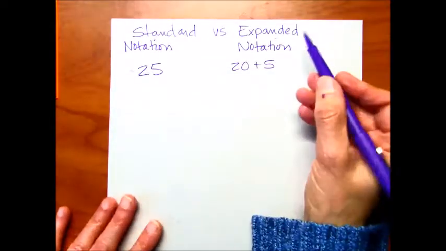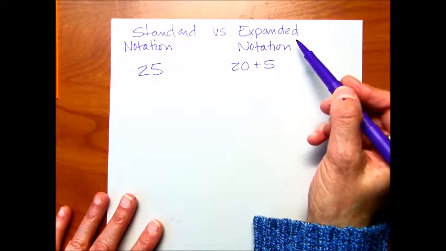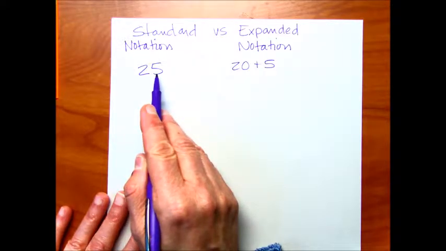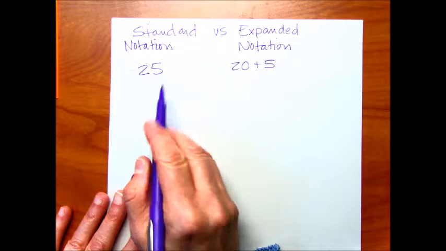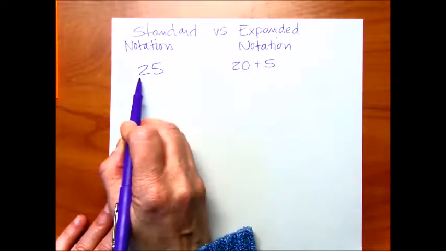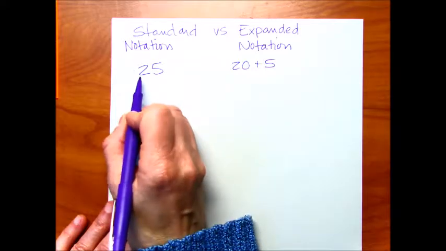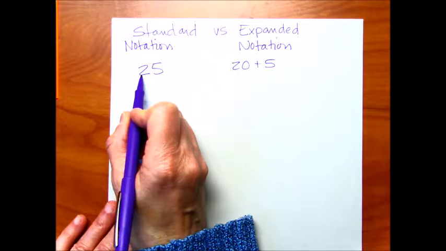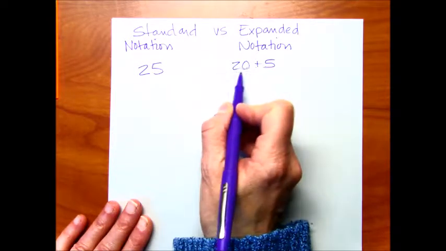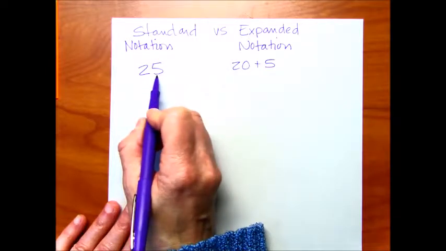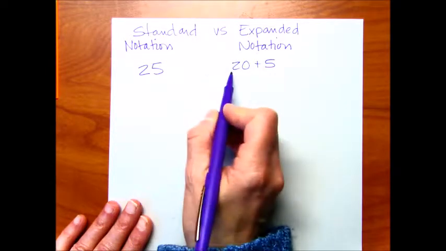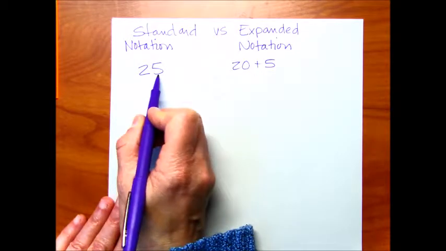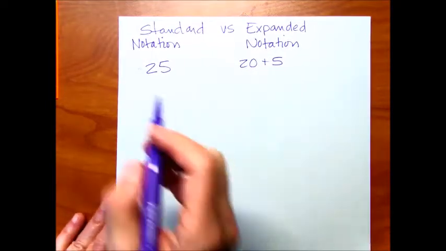Expanded notation is basically like we're deconstructing the standard number to focus on the place value of each digit. For instance, in this number 25, it's a 2-digit number. We have 2 10s and 5 1s. Now 2 10s is the same thing as 20, and then we're going to add that to our 1s, and we have 5 1s. So 20 plus 5 is going to be our expanded form of 25. Let's look at some others.